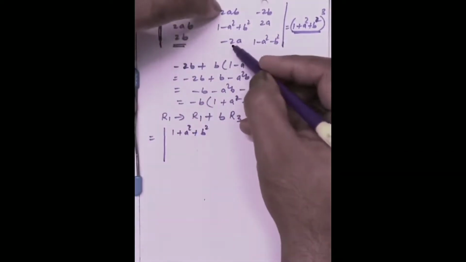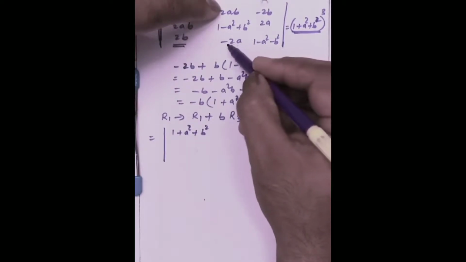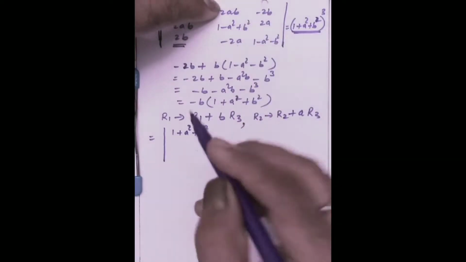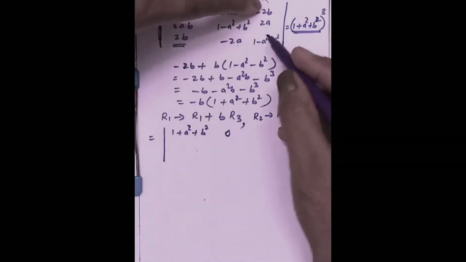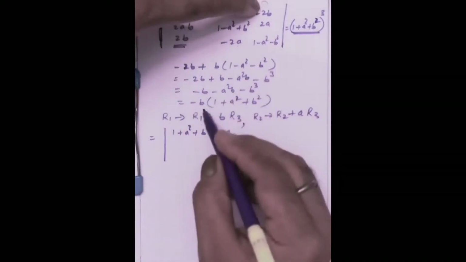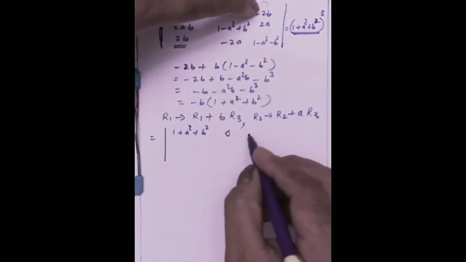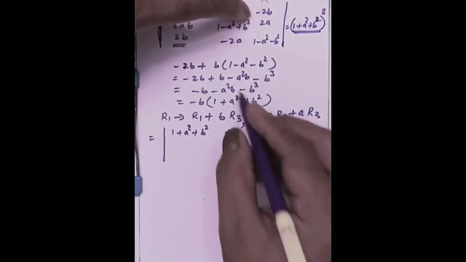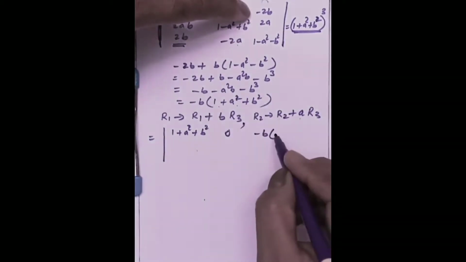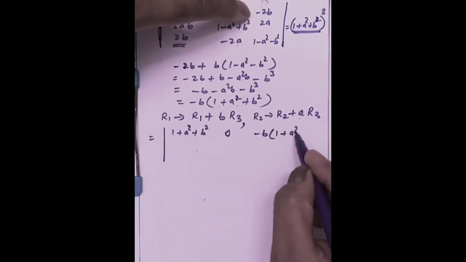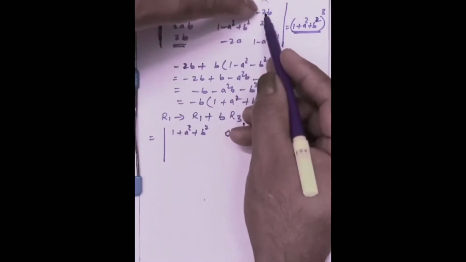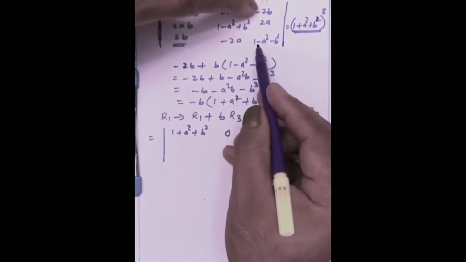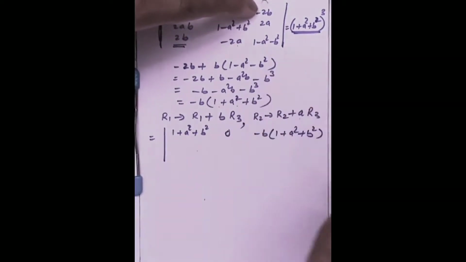Here this multiplying with b minus 2ab and adding it into it, so it will become 0. And then this already done here, this part, that we will get minus b times 1 plus a square plus b square already done here, that minus 2b and b times this thing, 1 minus a square minus b square.